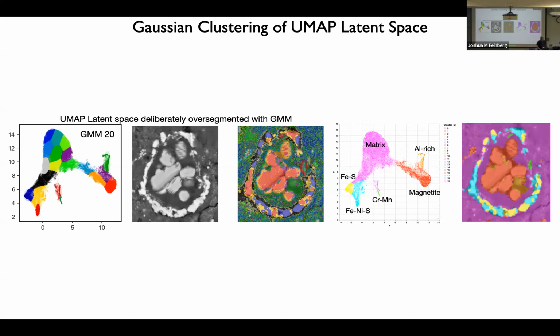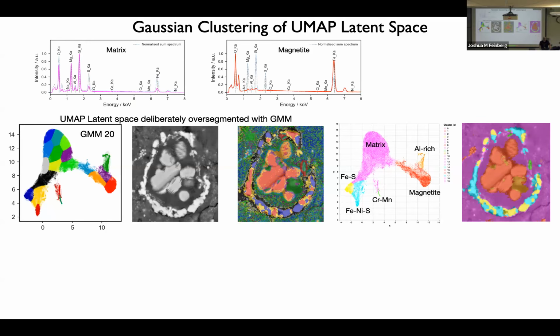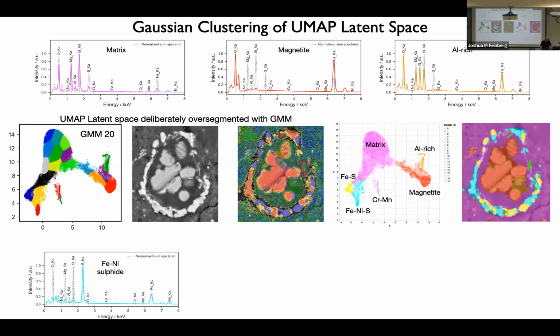So for each of those regions you can then get your spectrum. That's the phyllosilicate matrix, magnesium and silicon, with a very small amount of sulfur and iron mixed in there. That's our magnetite, which are those plaquettes in the center. This is the aluminum-rich region here. You can see the aluminium peak. We've got 2 different types of sulfide.